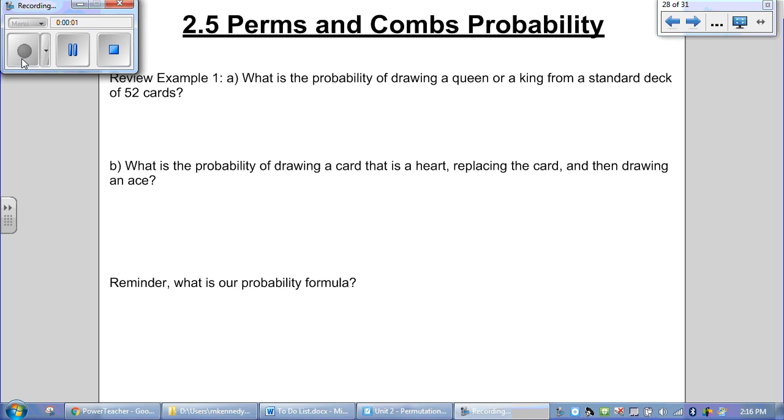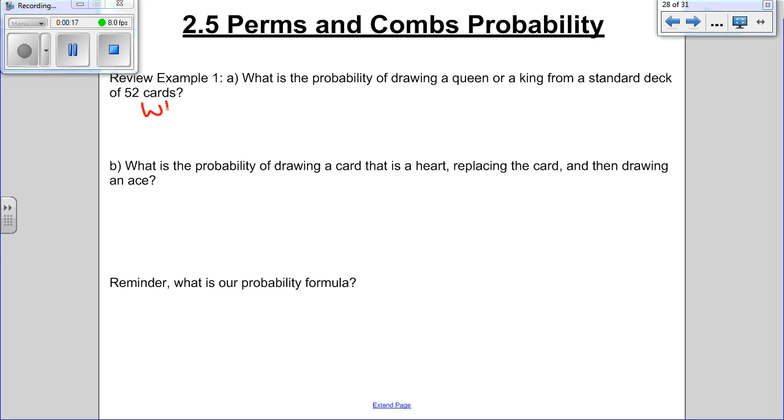To review this stuff, we have to remember how to do probability. So the first example is, what is the probability of drawing a queen or a king from a standard deck of 52 cards? So probability was always equal to the number of outcomes you want versus how many are possible.